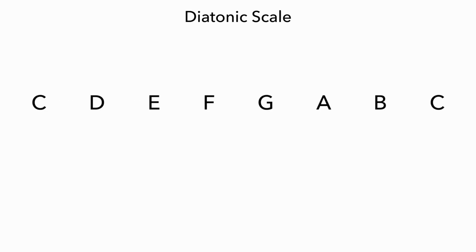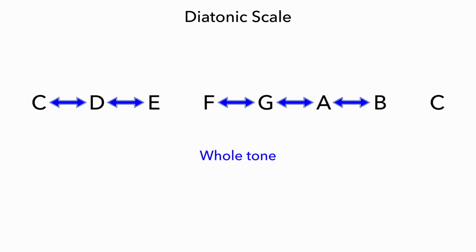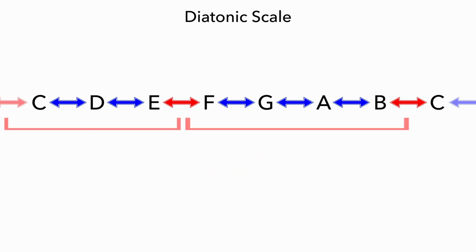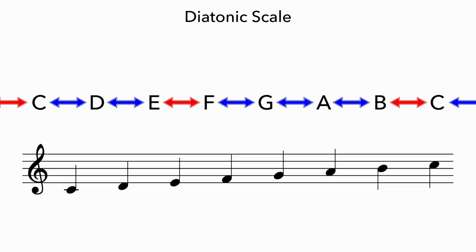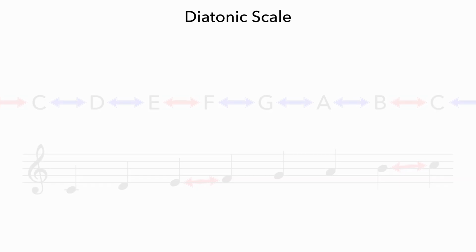Instead, it's built out of 5 whole tones and 2 semitones in a specific pattern. Basically, it's constructed in such a way that the 2 semitones are as far away from each other as possible. The most common example of this is the C major scale, where the 2 semitones are between E and F and B and C. But of course, that's not the only diatonic scale.